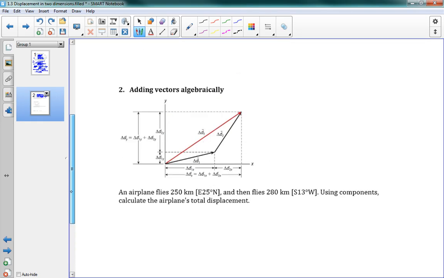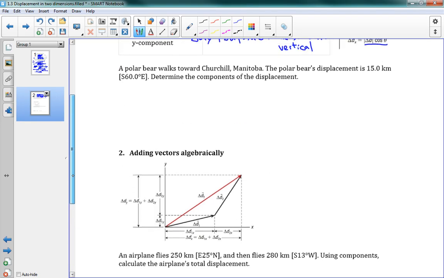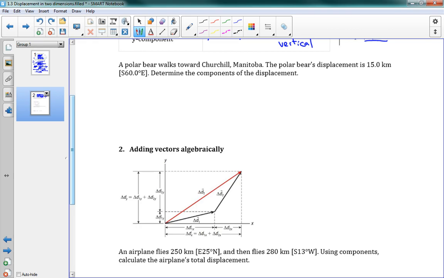So we'll look at one example first of just what this is, how we can break something into components. It says a polar bear walks towards Churchill, Manitoba. The polar bear's displacement is 15 kilometers south 60 east. Determine the components of the displacement. So here we're going 15 kilometers south 60 degrees to the east.